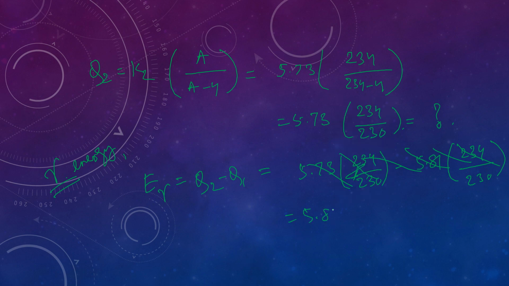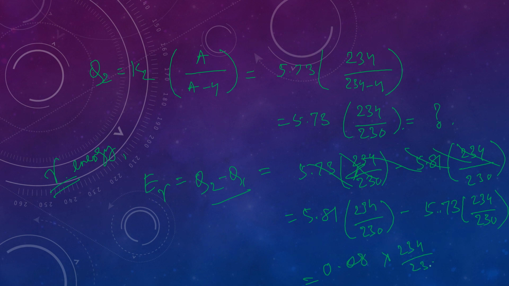So 5.81. I know this should be like the opposite one. Okay. So this is 0.08. You can subtract these two, 234 by 230. If you solve it, you will get the answer. The answer will be 0.0101 MeV. Okay. So this was the answer.